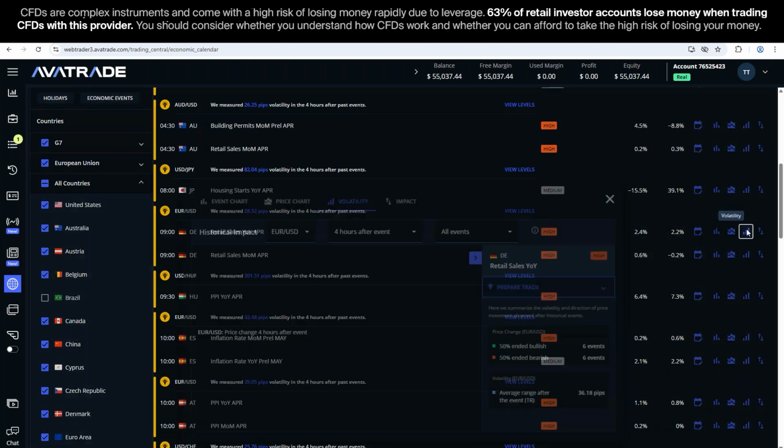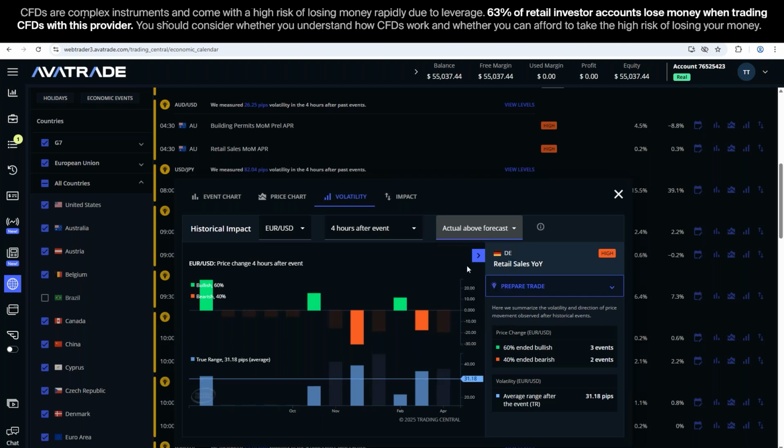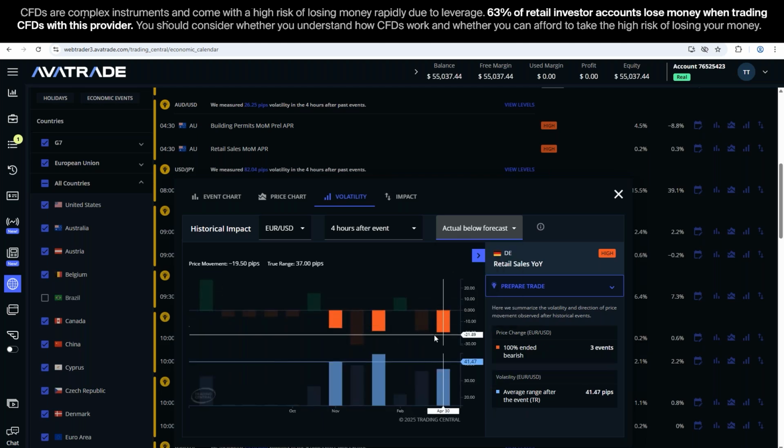If we look year over year, Euro USD, they came in above forecast. Euro tends to strengthen 60% of the time, 3 out of 5 times. If it comes in below forecast, 100% of the time Euro weakened. So there's obviously a reaction from the markets here. There was a stronger reaction to the bad news.